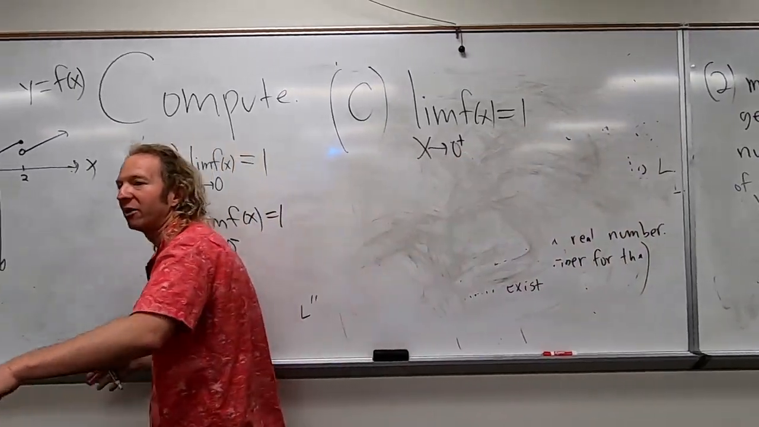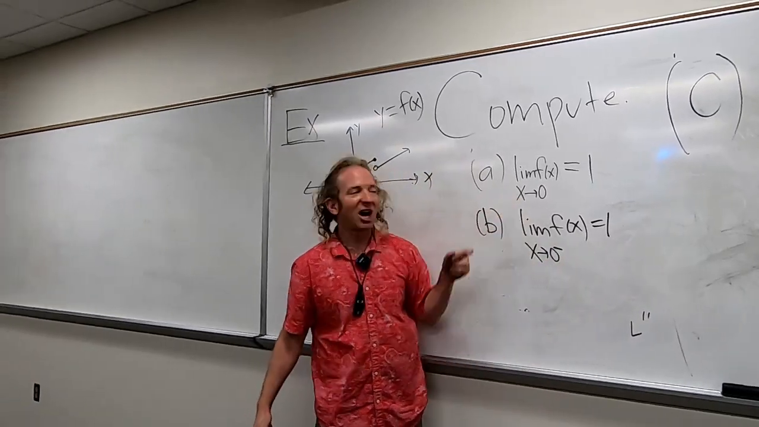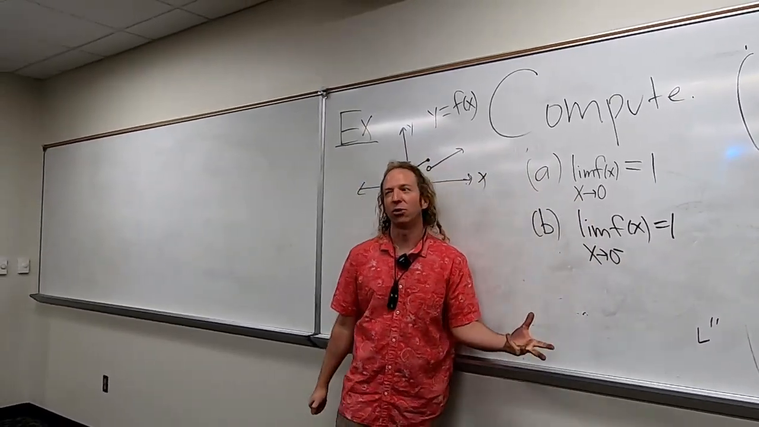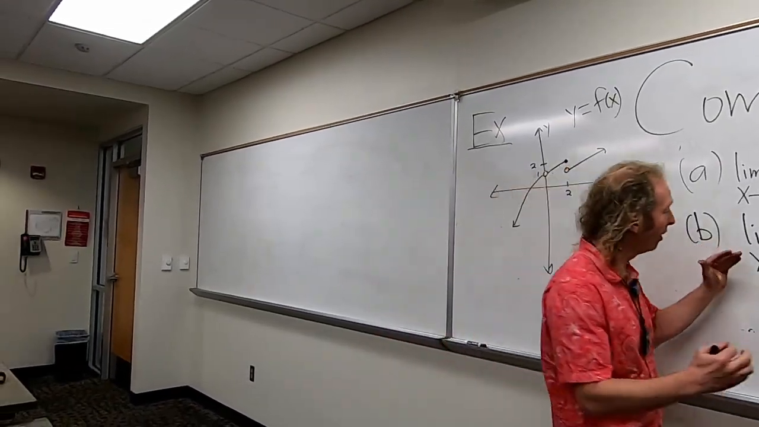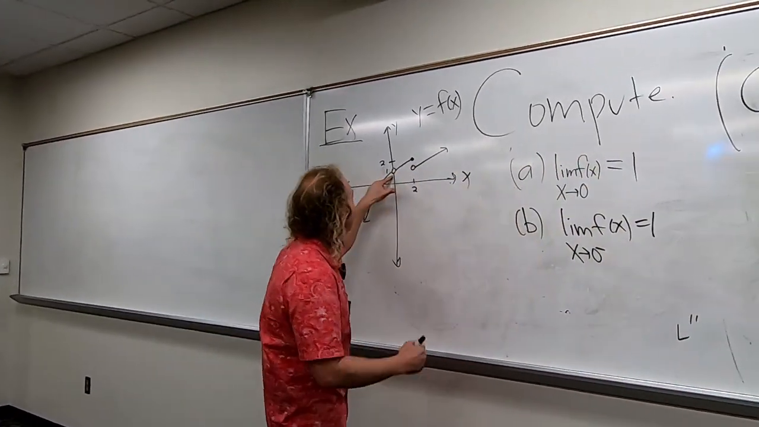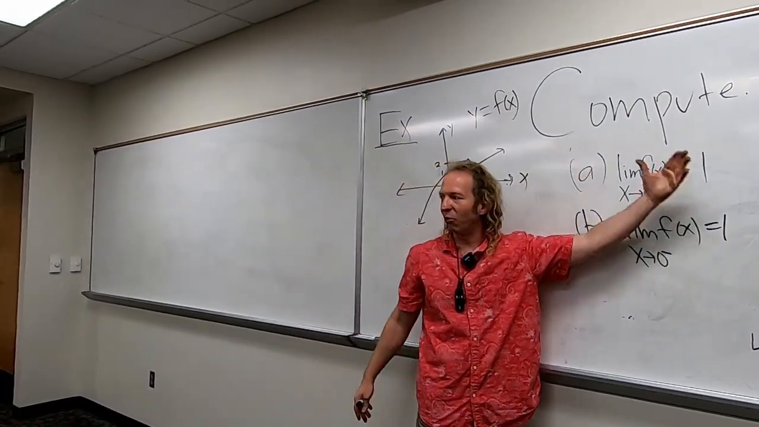The homework is not like that, though. You will not see this in the homework, right? You'll just see this. So how do they expect you to do this? I don't know. I'm not sure. Maybe the book explains it. I haven't read it in a long time. So from the left, we get 1. From the right, we get 1. Therefore, the answer is 1.